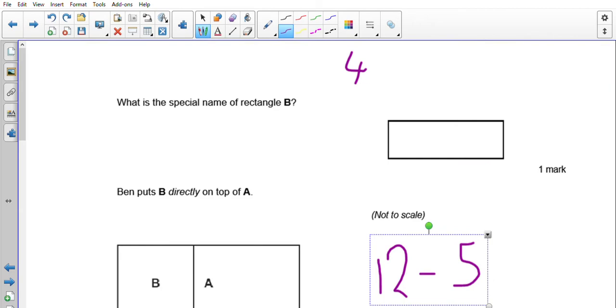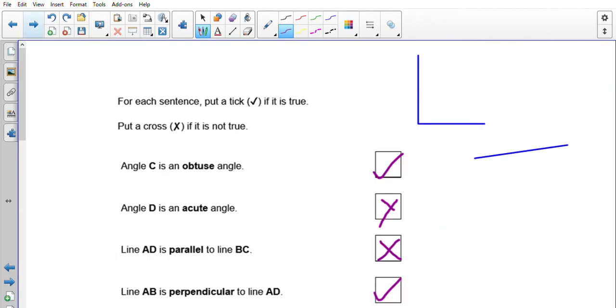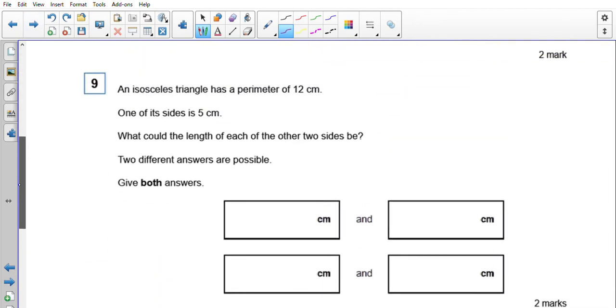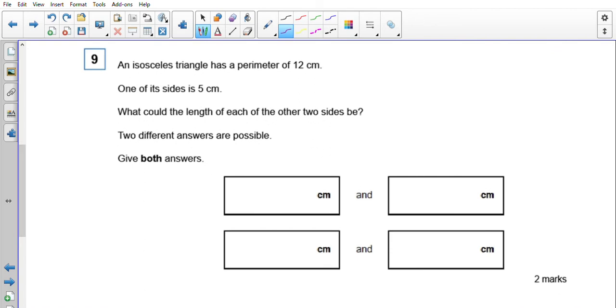So let's jump back into that here. Right at the bottom, there we go. An isosceles triangle has a perimeter of 12 centimetres. One of its sides is 5 centimetres. What could the length of the other two be? So we're going to have some isosceles triangles.